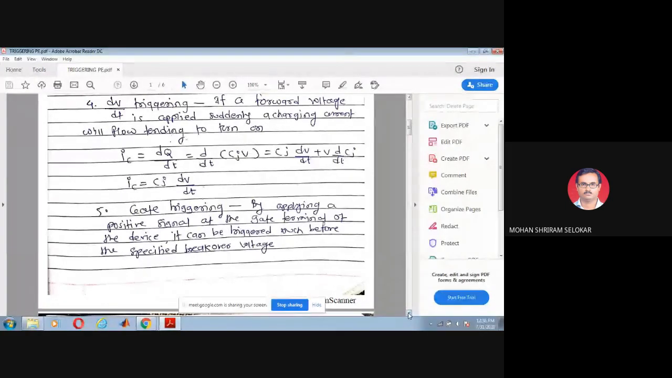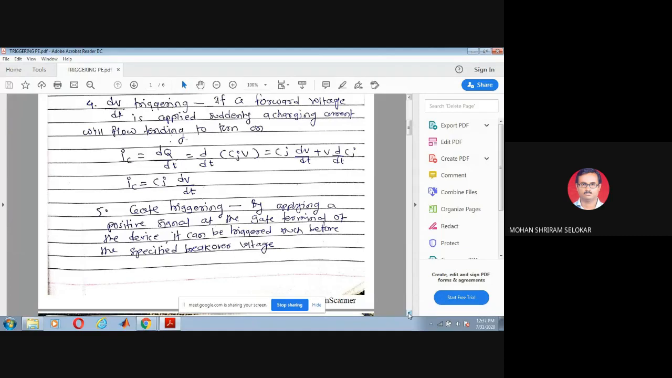Okay, so now do you understand what I studied till now? Four types of triggering methods we have studied. One is voltage triggering, that is forward voltage triggering, then thermal, radiation, and another is dV by dt triggering. I explained dV by dt triggering to you, but I didn't mention dI by dt triggering in the presentation or the notes, because there is no big difference between them.